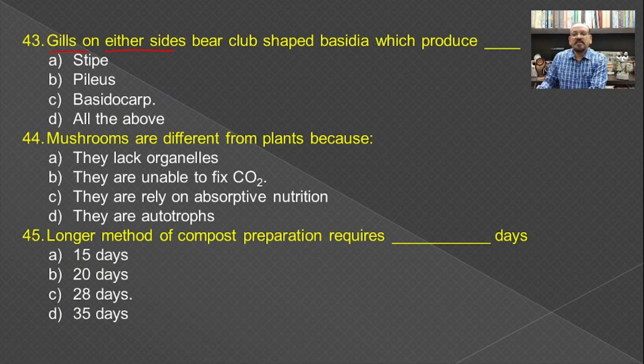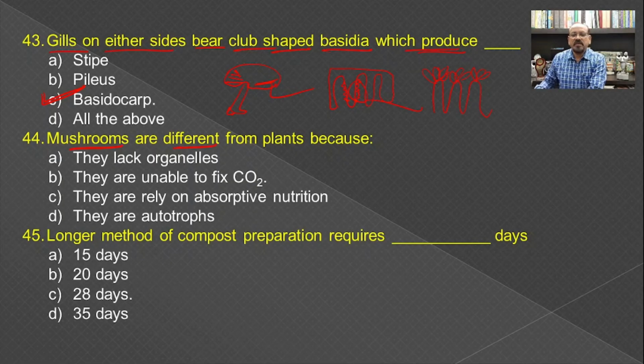Then gills on either side bear club shaped basidia which produce the basidiospores. As we know, this is a fruiting body, and in a fruiting body there are such gills, and in the gills there is a development of the spores. If we take this part, we will find an arrangement of the basidia, and from these basidia there is a development of the basidiospores. So the basidiospore will be the answer for this question.